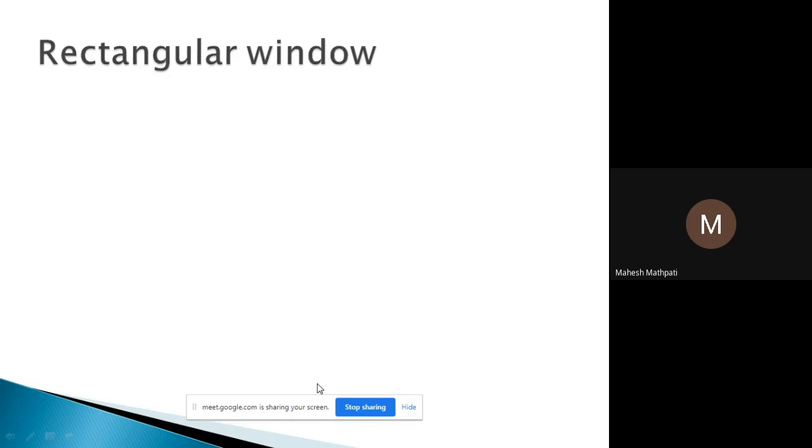Okay. In the last lecture, we have discussed about different windows, like types I told you already. And we have discussed the steps to follow, like how FIR filter can be designed with the help of the windows. Okay. I have given you the list also. So what are the different types of windows?